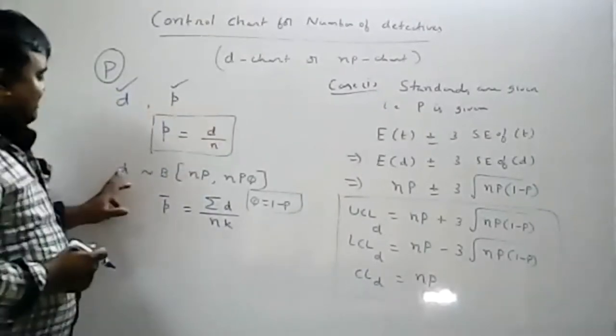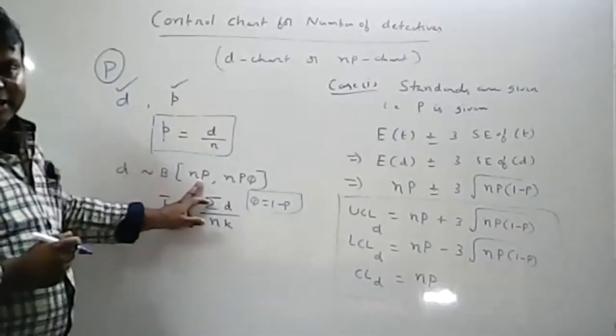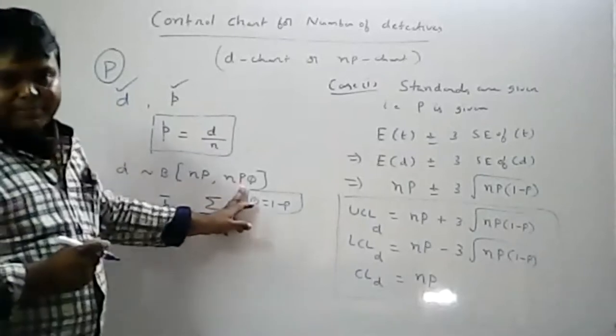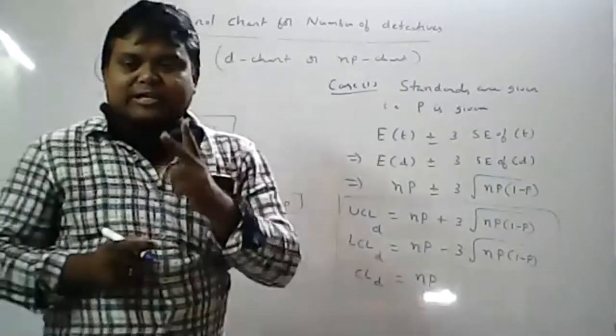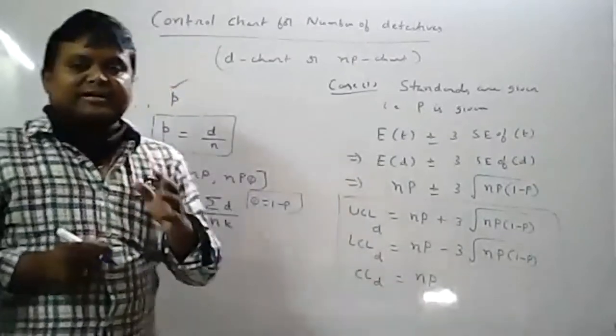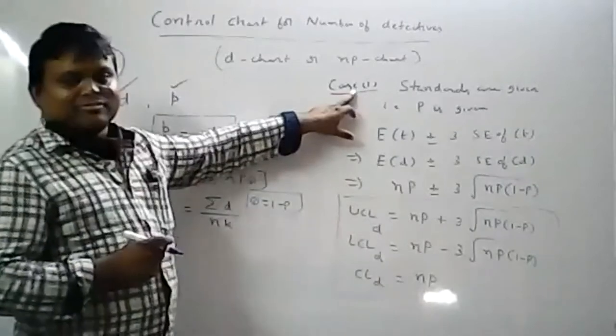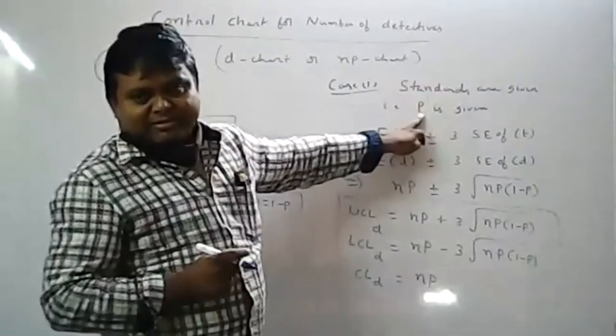All of you know what D follows. D follows binomial distribution with mean N capital P and variance N capital P capital Q. Q is nothing but 1 minus P. In any chart, two cases will be there. Case 1 when standards are given. Case 2 when standards are not given. First we will discuss case 1, standards are given. That means capital P value is given.